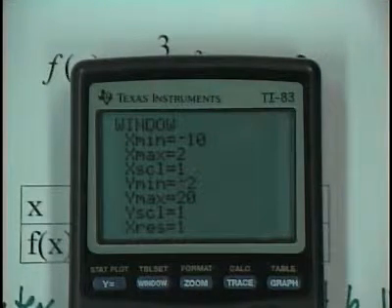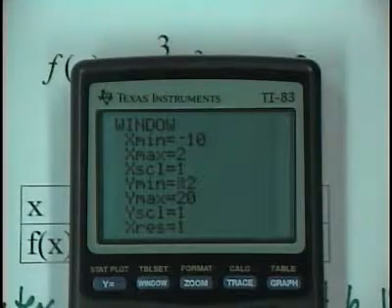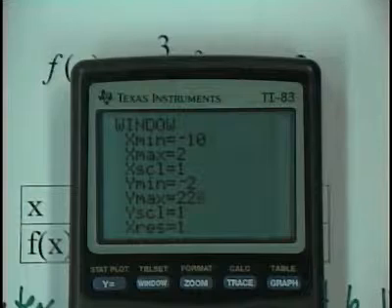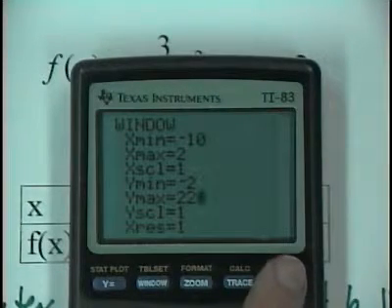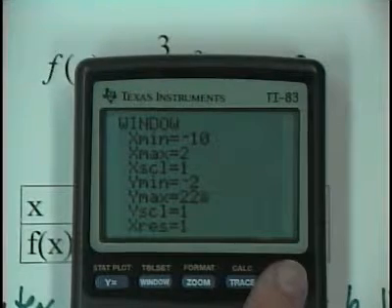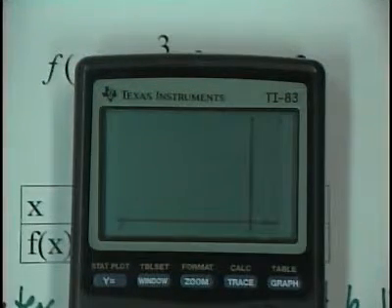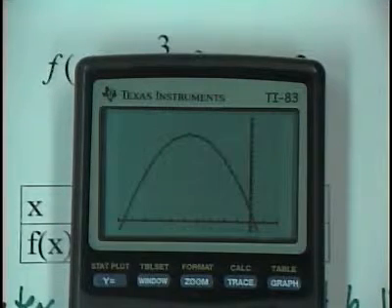Our vertex looked like it had a value of 18 and a little bit, so 20 might be all right. We might want to go just a little bit bigger than that to see the vertex a little more clearly. But again, that's an arbitrary choice. Let's push graph and see how well we chose. And that's not a bad graph of the quadratic function.